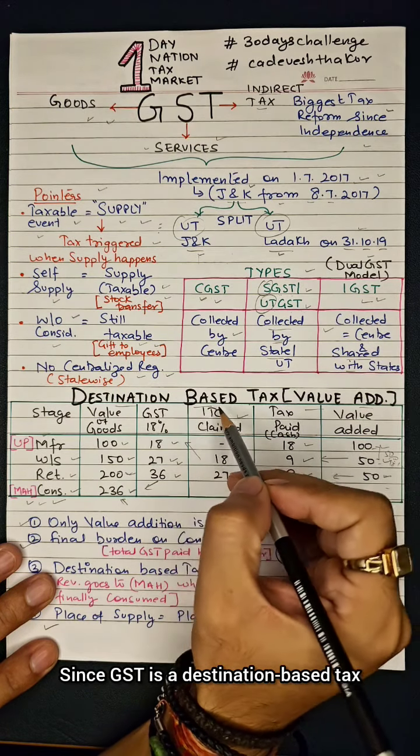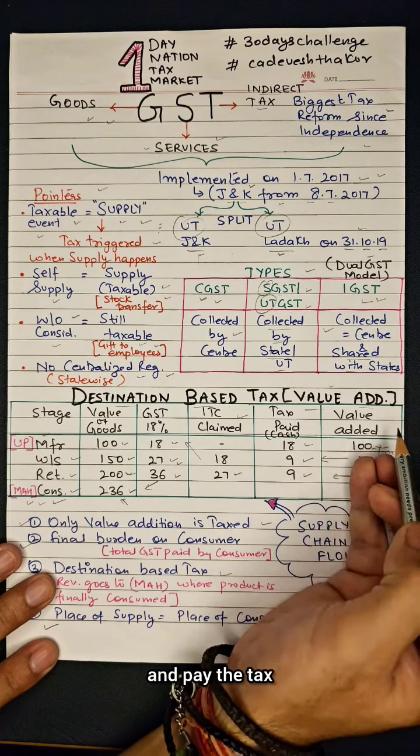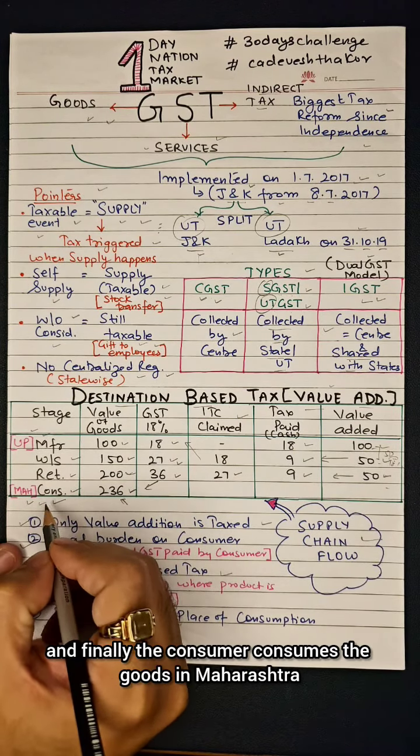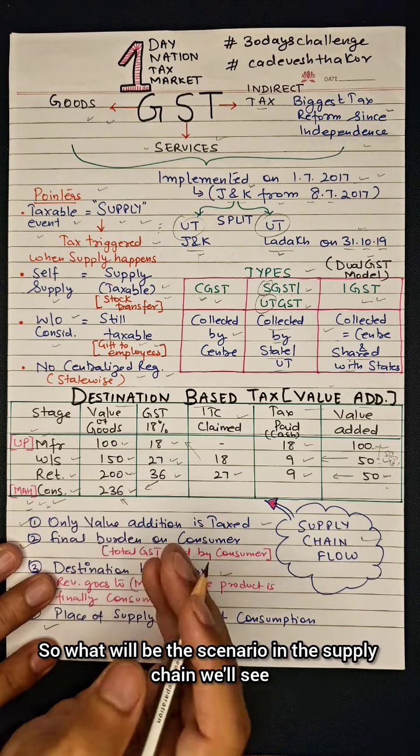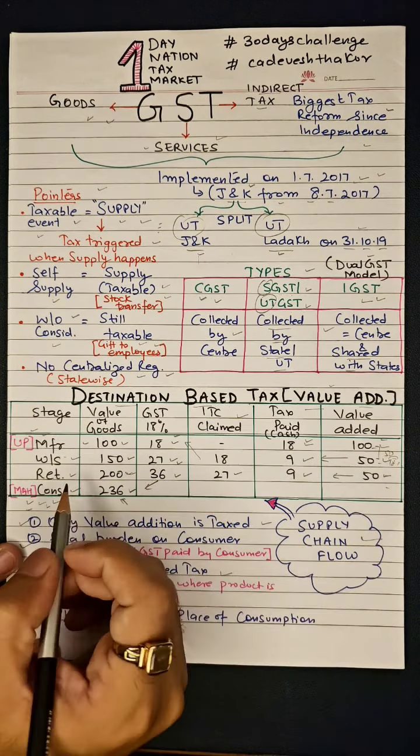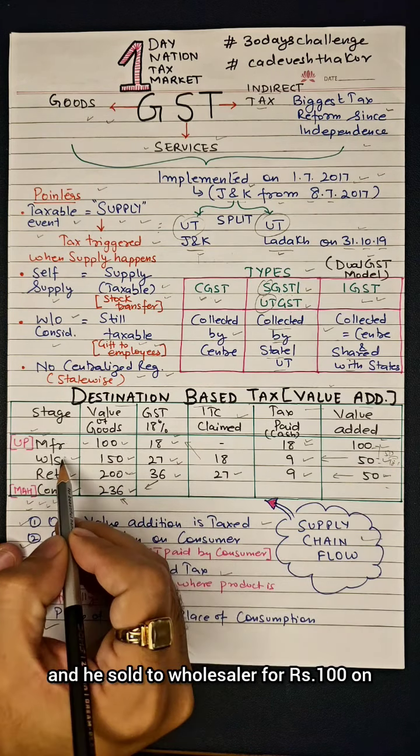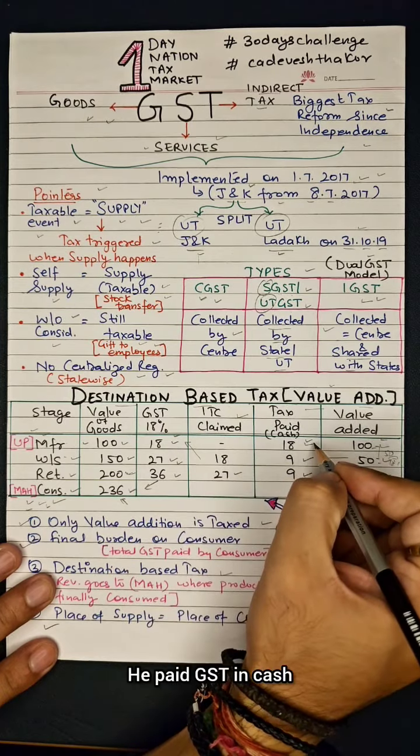Since GST is a destination based tax, on every value addition we have to charge and pay the tax. For example, if a manufacturer is from Uttar Pradesh and finally the consumer consumes the goods in Maharashtra, what will be the scenario in the supply chain? We'll see. This manufacturer manufactures some goods worth rupees 100 and sells to a wholesaler for rupees 100, on which GST was 18%. He paid GST in cash.